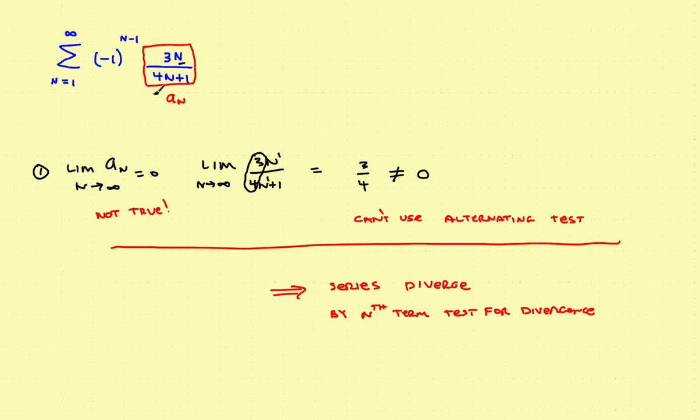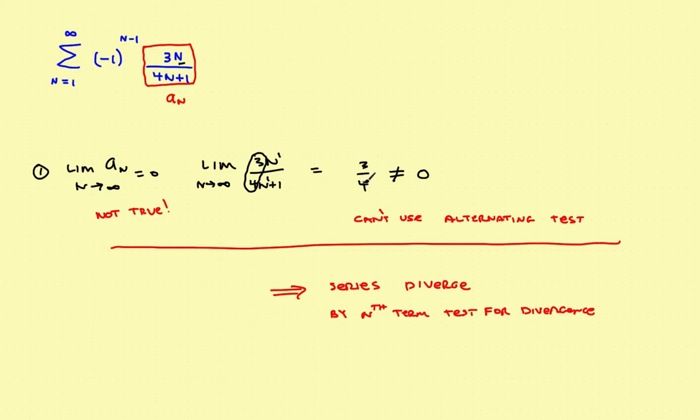So the idea is you started out with the alternating series test. When you tried to evaluate the first condition, that first condition turned out to not be true. It turned out to be something other than 0. And therefore, you have to stop using the alternating series test and switch to some other test. And the test to switch to would be the nth term test for divergence. But again, you've already done that because this first step really is a combination of both the alternating series test and the nth term test for divergence.